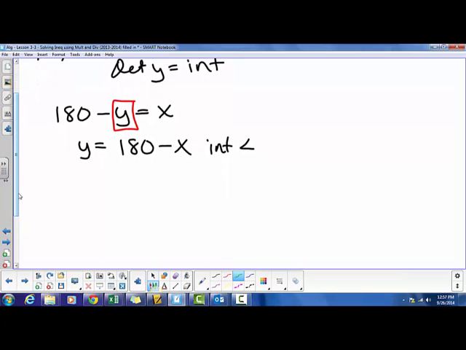This is the measure of the interior angle. The interior angle is 180 minus x. X is the measure of the exterior angle. So if I take 360 divided by the measure of the exterior angle, that will tell me how many sides I have.